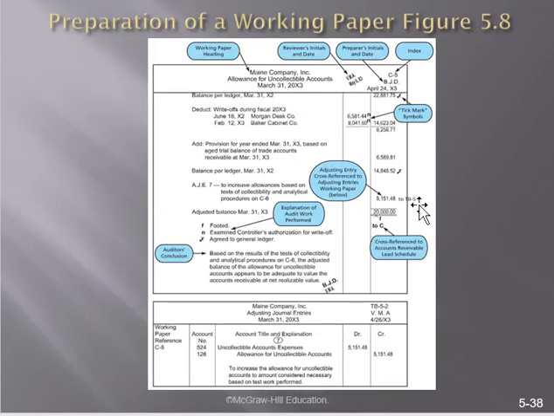This is an example of a working paper. On a working paper, you typically have a header. You'll have the preparer's initials and the date, the reviewer's initials and date, the index for cross-referencing purposes, tick marks that are normally identified by the firm, and then you have the auditor's conclusions, normally on this form.